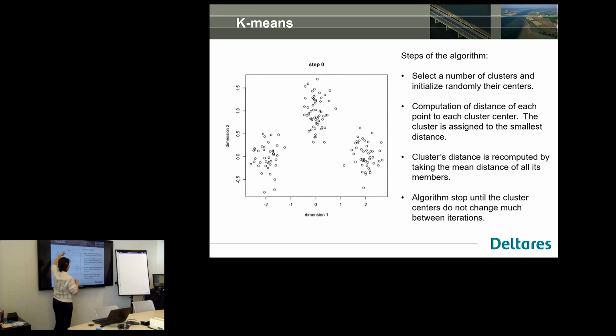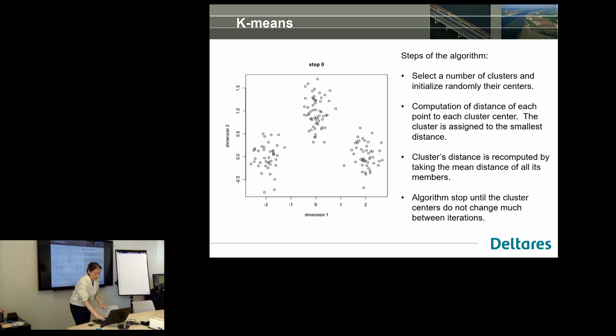This process is repeated for each of the points in your data set. And then the cluster center is recomputed by taking the mean of all its members. And of course you can infer that the center of the cluster is going to change every time. The algorithm is going to stop when the position of the cluster centers doesn't change that much.